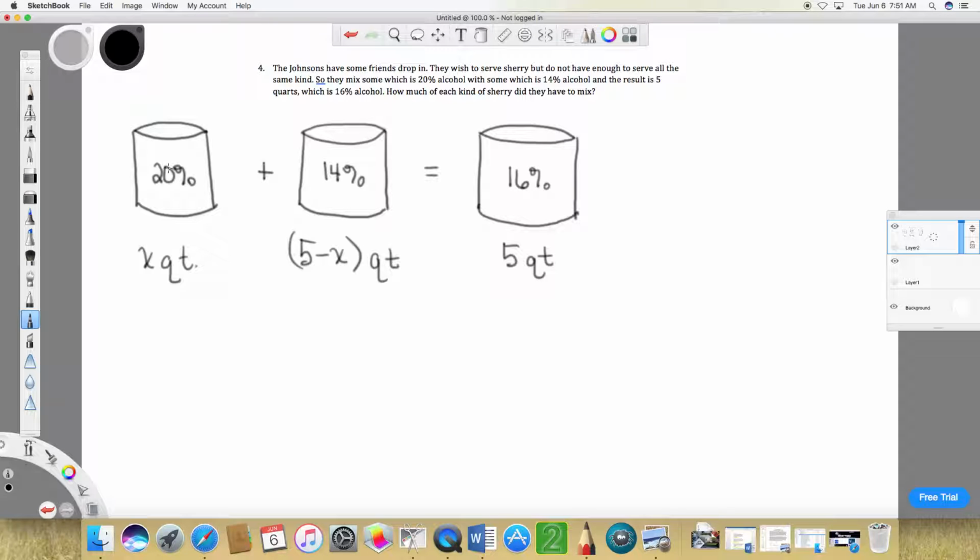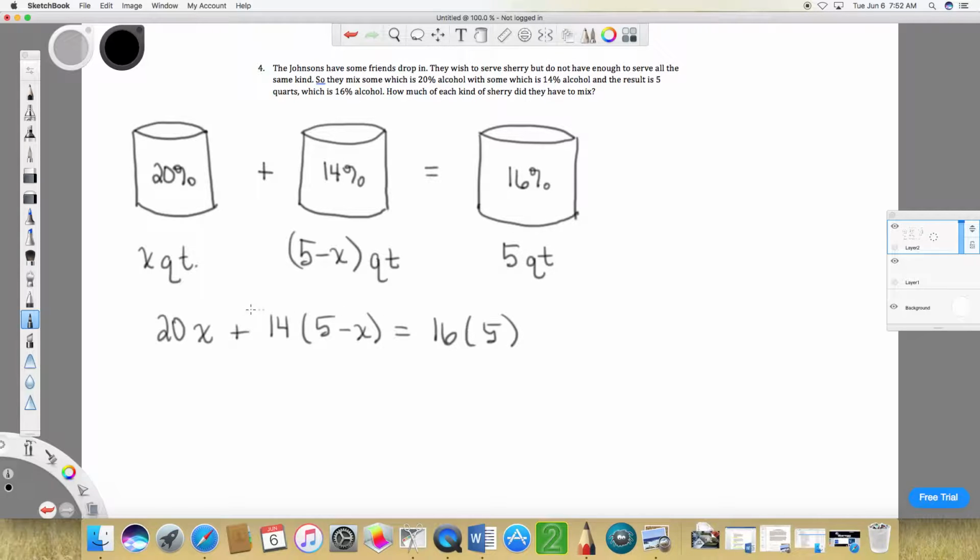So I'm going to take the concentration times the volume here. I've got 20x. I've got 14 times the quantity 5 minus x. And I've got 16 times 5. Now, in most application problems, when you're dealing with percentages, you convert the percent to a decimal. But since all of these three terms are percentages, it doesn't matter whether I move the decimal place over 2 places and then turn around and multiply each term by 100, which would move the decimal point back.